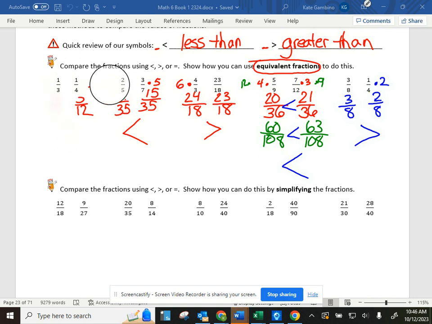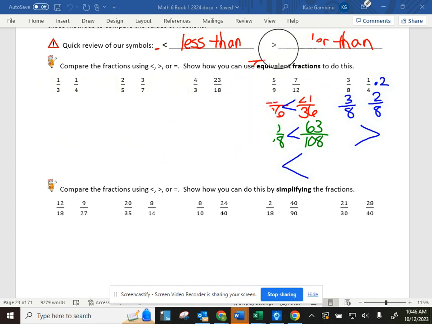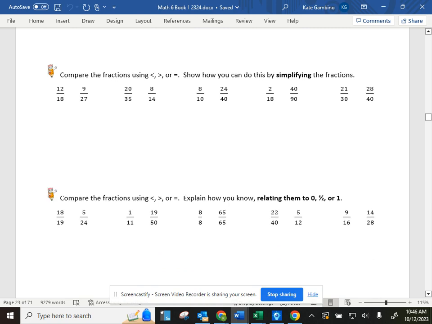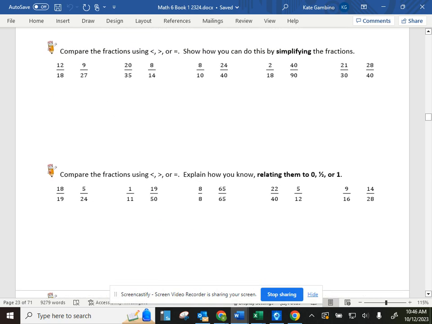Our next section says we can do this by simplifying the fractions. So let's see, we saw how to use the equivalent fractions. Now how can we do this by simplifying fractions? 12/18 and 9/27. How do I simplify these?